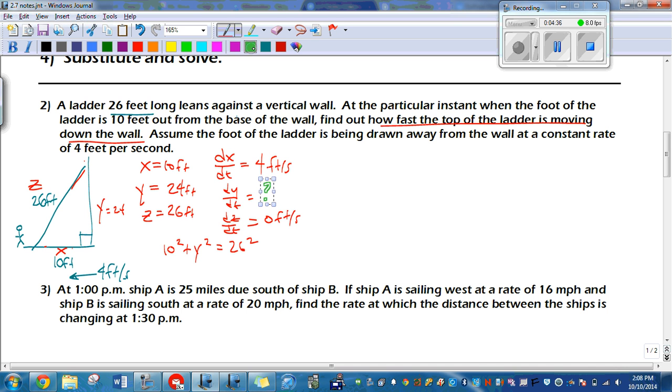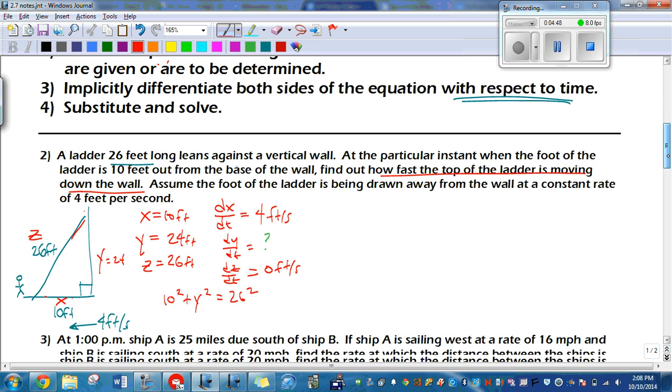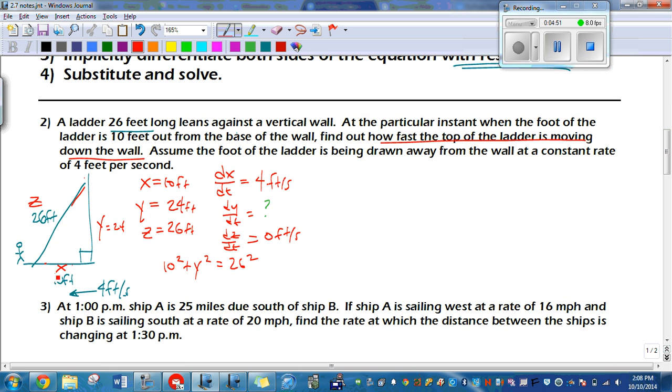So let's go ahead and try this out. We've done the first 2 steps. The first step, identify all the quantities and what's to be determined. The second step is to write an equation with those variables. So we've got x, y, and z. Well, we've already used an equation to solve for y. So the equation that we're going to deal with here is the Pythagorean theorem. That's an equation that ties all three of those variables together. So we wrote our equation.